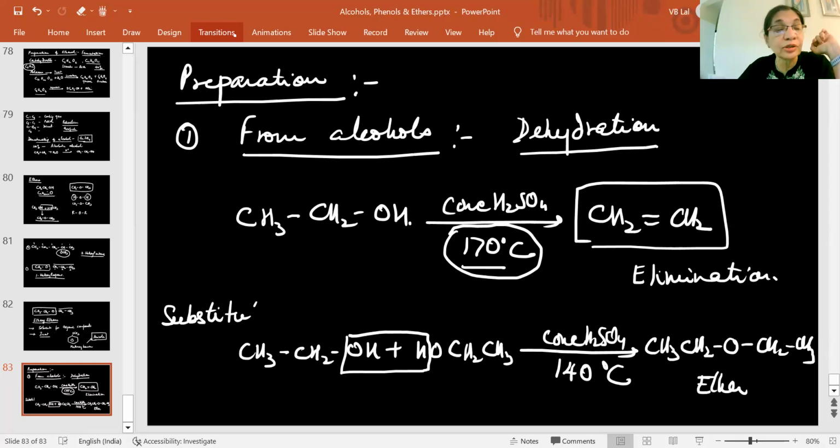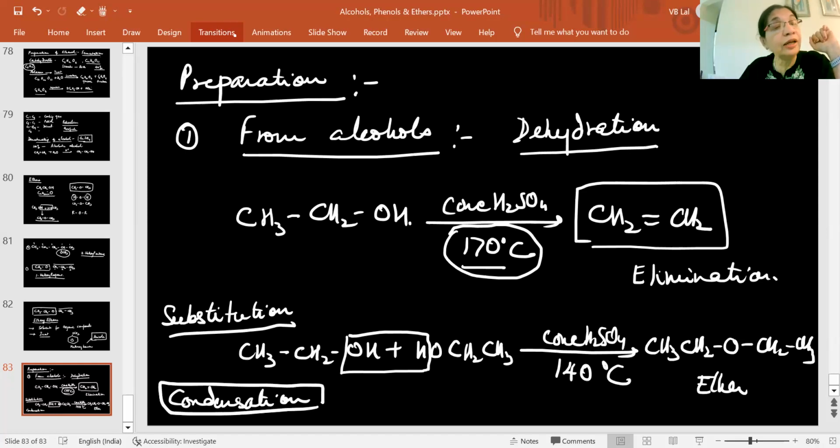Now this reaction is actually a substitution reaction. It is not elimination because my product is also saturated. So this is a substitution reaction. You can also call it a condensation reaction. What is the difference between elimination and condensation? In elimination reaction, a small molecule like water is eliminated from one molecule. But in condensation, a small molecule like water is eliminated from between 2 molecules.